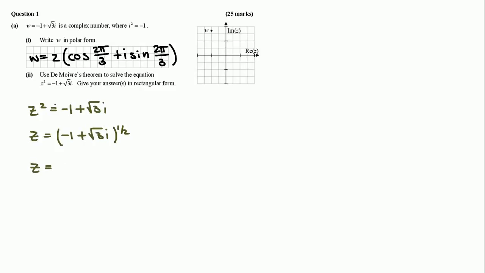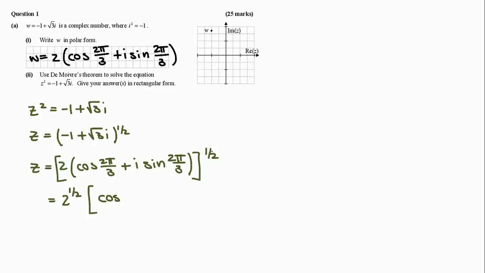So using our polar form, which we're obviously taking from part 1, we know that w is equal to 2 cosine 2 pi over 3 plus i sine 2 pi over 3. If we have all of this to the power of a half, then we apply that power to the modulus, so that's going to be 2 to the power of a half. And we multiply that half by the argument. So it's going to be cosine 2 pi over 3 multiplied by a half plus i sine 2 pi over 3 multiplied by a half.